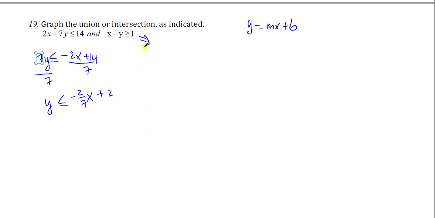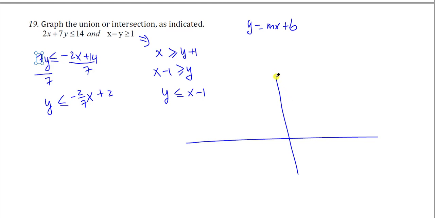And then this one here, I can solve for y by moving y to the right-hand side, y plus 1, and then subtracting 1 on both sides. So y less than or equal to x minus 1, or we just switch the order, y less than or equal to x minus 1. So these are the two inequalities. We should graph them and then find the union or the intersection of the two lines right here.